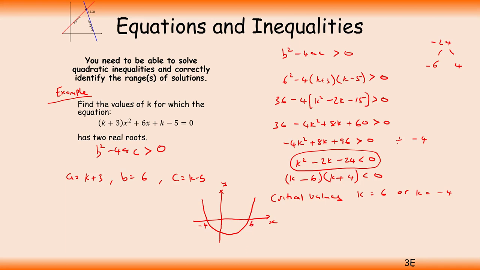So which part of it is this equation less than 0? From here to here, because all of this region here is less than 0. So we can say that k is going to range, it's going to be less than 6, but it's also going to be bigger than minus 4. So those are the range of values. Let's solve for k.